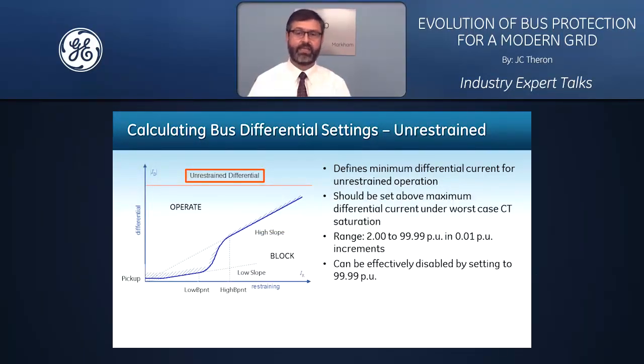Then the last setting is the unrestrained differential setting, which defines the minimum differential current for unrestrained operation. And this should be well above the maximum differential current under worst case CT saturation, because this operates without any restraint. The range is typically 2 to 99. Now, if this setting needs to be disabled, just set it to 99.9.